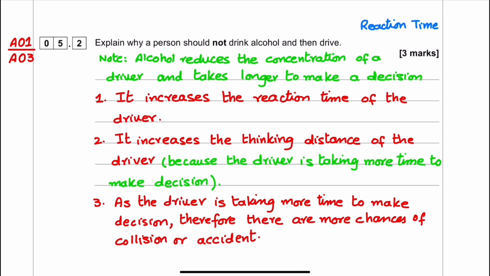So the first point is it increases the reaction time of the driver. Reaction time of the driver means the driver will take a longer time to make a decision after observing or seeing a hazard. It increases the thinking distance of the driver. If the driver is taking more time to make a decision, the driver will cover more distance during that thinking process. As the reaction time is increasing, the thinking distance of the driver will also increase. If the driver is taking more time to make a decision, it means that the chances of an accident or collision will increase.